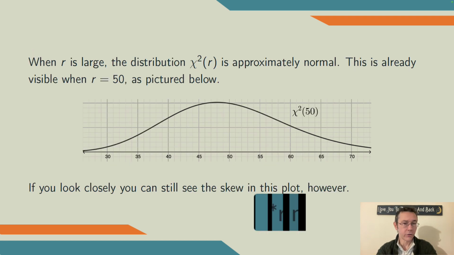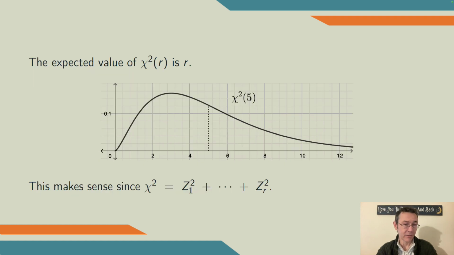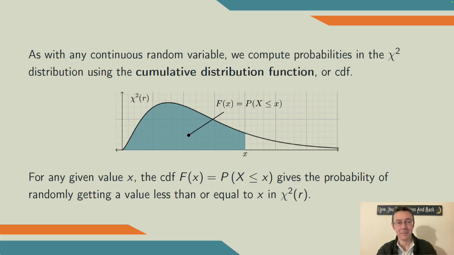When r is large, the distribution chi-squared of r is approximately normal, and you can already see that in the plot I'm showing here, which shows chi-squared of 50. But if you look closely, you can see that there is still some right skew. The expected value of chi-squared of r is just r. And I think this makes sense when we view chi-squared as z1 squared plus z2 squared all the way up to z sub r squared, since we're thinking about the standard deviation of a z-score being 1.